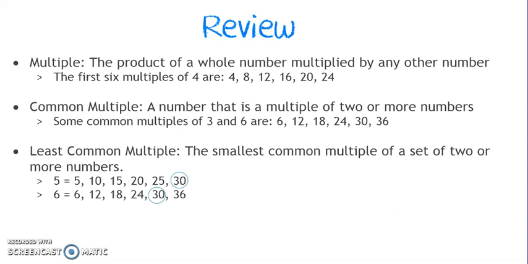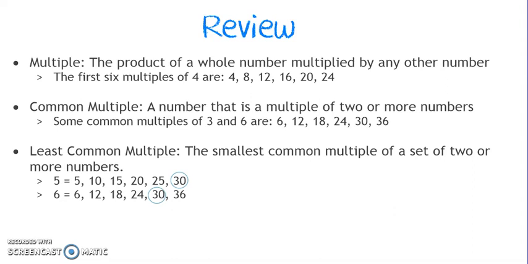We talked about multiples, which is the product of a whole number multiplied by any other number. So the first 6 multiples of 4 are 4, 8, 12, 16, 20, and 24. And then a common multiple is a number that is a multiple of 2 or more numbers. So some common multiples of 3 and 6 are 6, 12, 18, 24, 30, and 36.